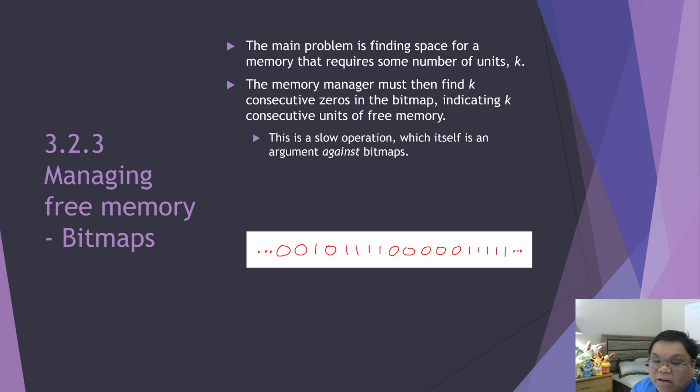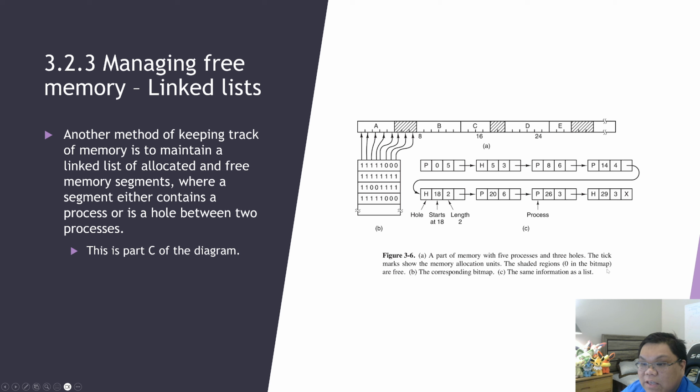If we have a large bitmap to represent all our units being allocated or unallocated, that means we have to search the whole thing from beginning to end, finding a sequence of k consecutive zeros representing k consecutive blocks of free memory. This is a slow operation because we have to search the whole thing from beginning to end. That alone is an argument against using bitmaps. So an alternative to using a bitmap is to use a linked list.